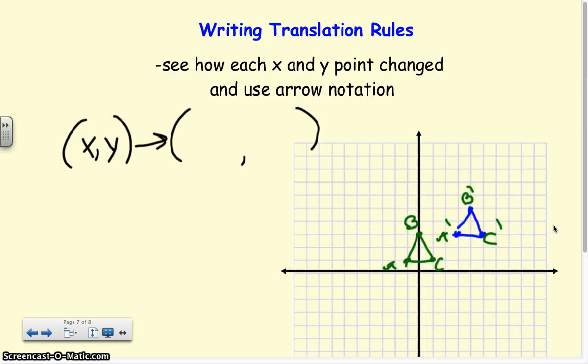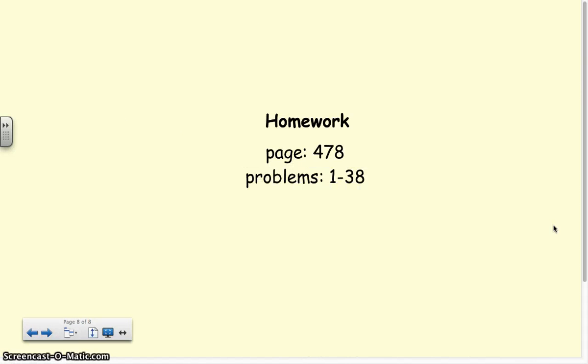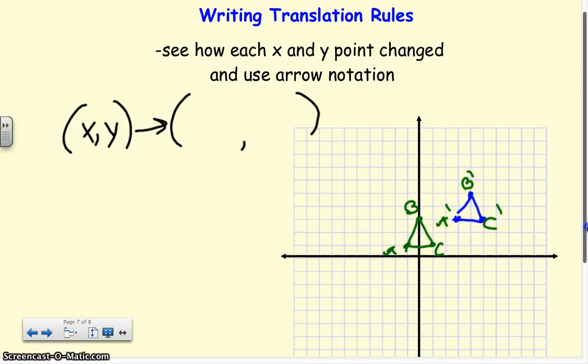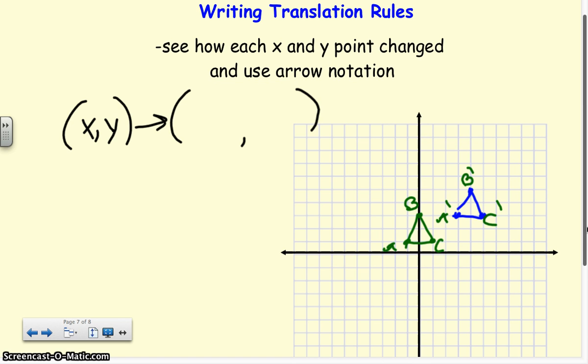Writing translation rules. We already did that. Let me go over this example quick though. If I had a pre-image and an image, and I wanted to write the translation move, I would take my x, y, wherever I'm at. Take the vertex that I'm at. From A to A prime, I went 1, 2, 3, to the right 4. So I would go x plus 4. And then I went up 1, 2. y plus 2. That is my translation.